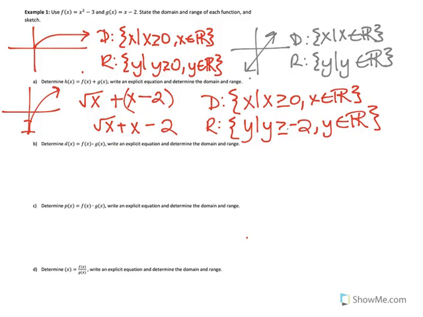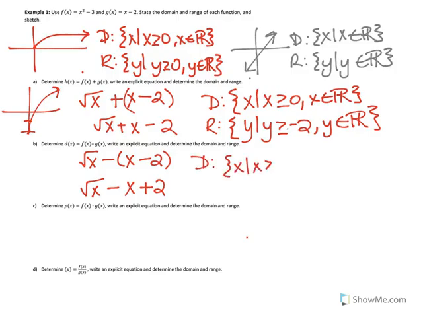Okay, let's do subtraction now. So we have the square root of x subtract x minus 2, which is the same as the square root of x minus x plus 2. So our domain is going to be greater than or equal to 0 for the same reasoning as the last question.